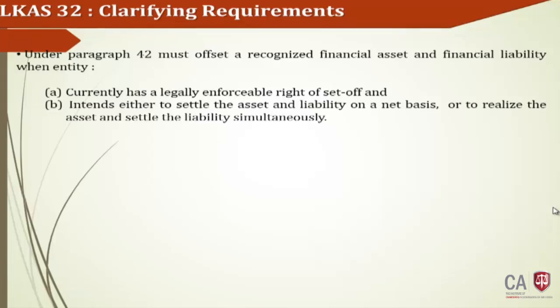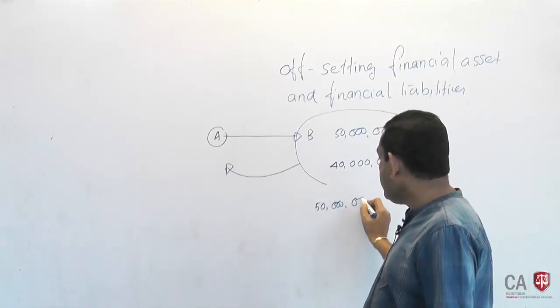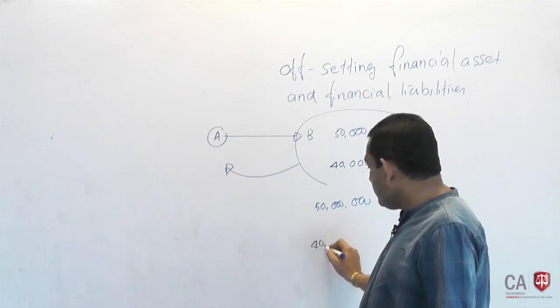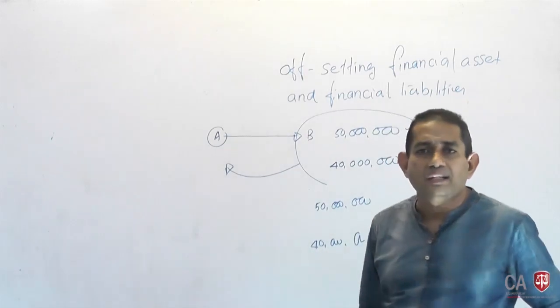either to settle the asset and liability on a net basis. We never entered into a contract to make the net settlement, and there is no legal enforceability either to do the net settlement. So, in the balance sheet of A, receivable 50 million should be shown separately, payable 40 million should be shown separately.